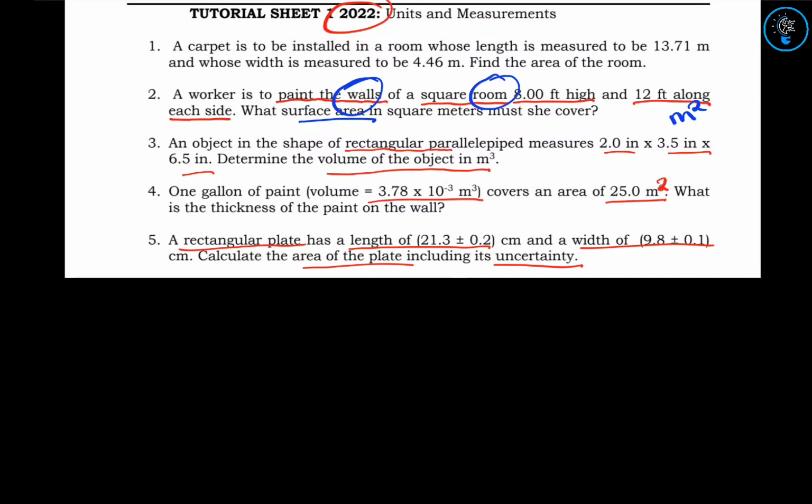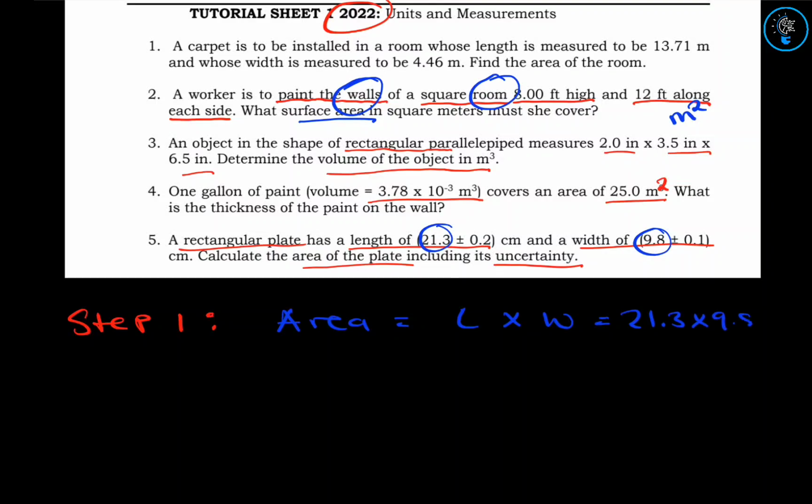So any question that has to do with uncertainty, just remember it involves 2 steps. Step 1, you work out the central values. When you say central values, we mean these ones, the first part. You just work them out normally. In this case, we are told to find the area. We know area has to do with multiplication, so it's length times width.